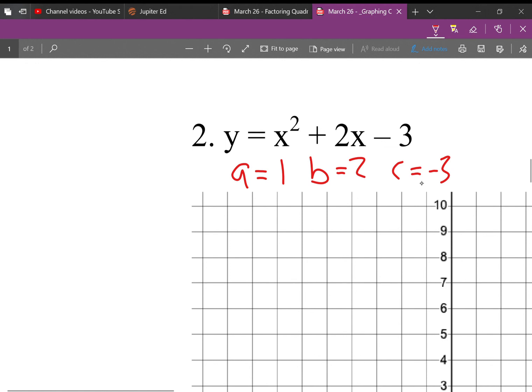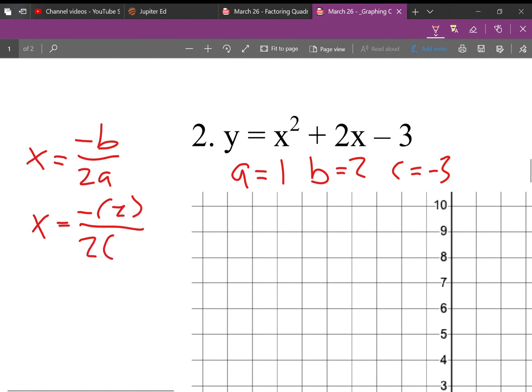So if I wanted to find my vertex to start with, before I do that, I need to use my axis of symmetry equation, -b/2a. I want to point out to you that at this point you really should have that memorized. I'm going to plug in the numbers, so it's going to be negative parenthesis +2 on the top, and the bottom's going to be 2 times 1, since a is 1. This simplifies to -2/2, which of course simplifies into -1. So the axis of symmetry is -1.